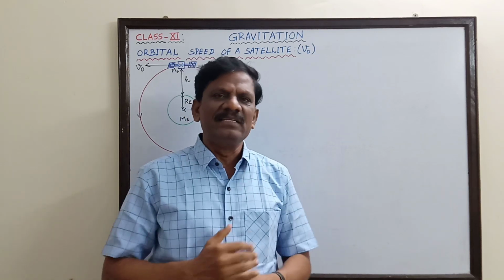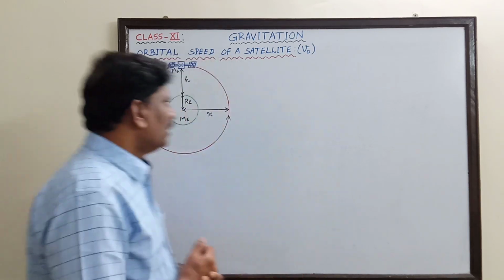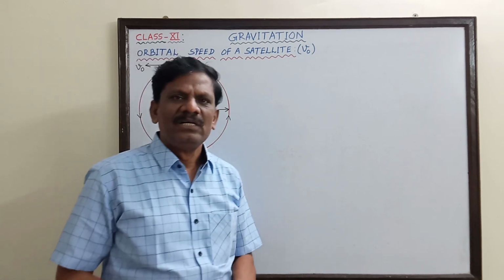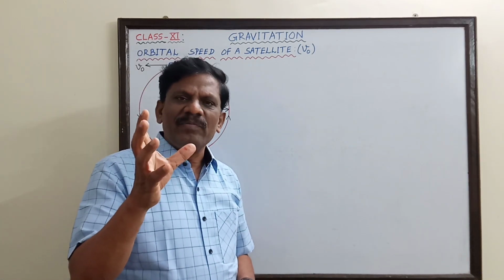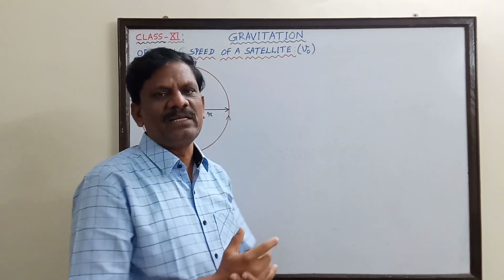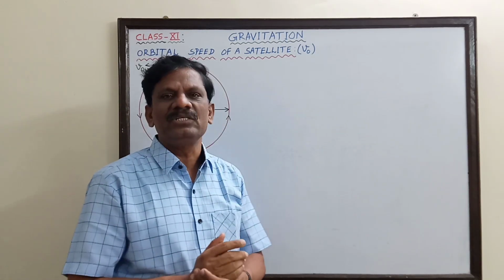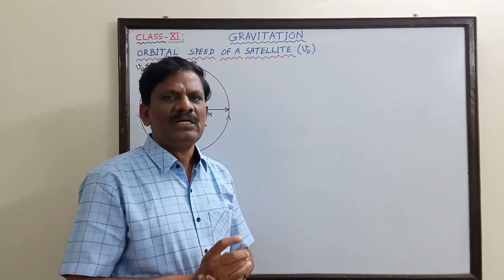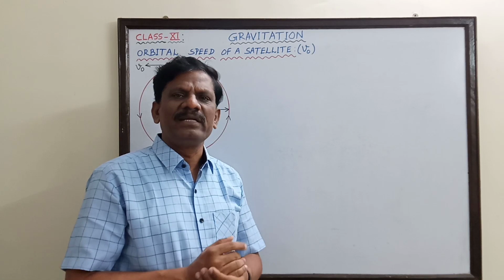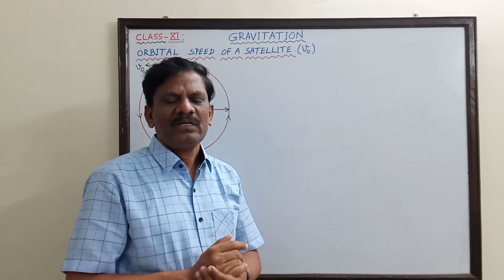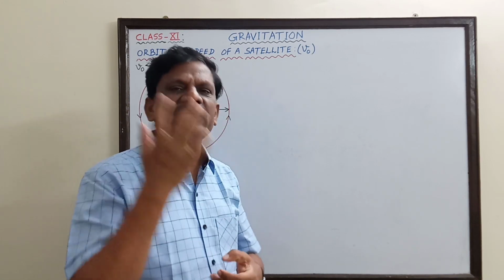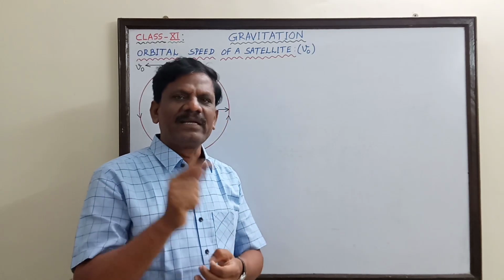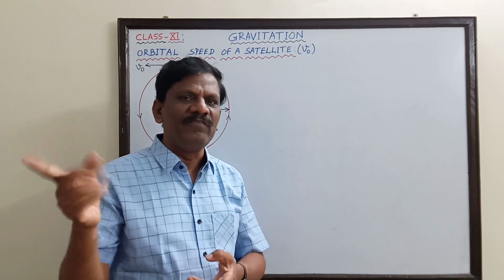After reaching the desired height, say h above the surface of the earth, the satellite will be projected horizontally or tangentially to the desired circular orbit at the desired height h. This velocity is called injection velocity. It is injected into the circular orbit from inside the rocket. Therefore the rocket is called a satellite launch vehicle, SLV.